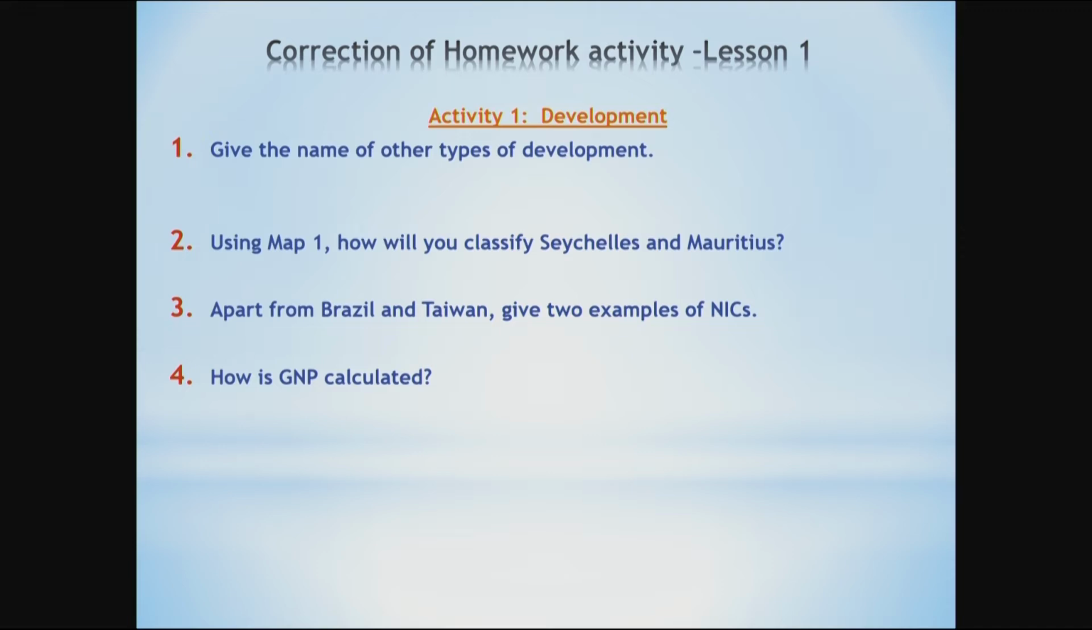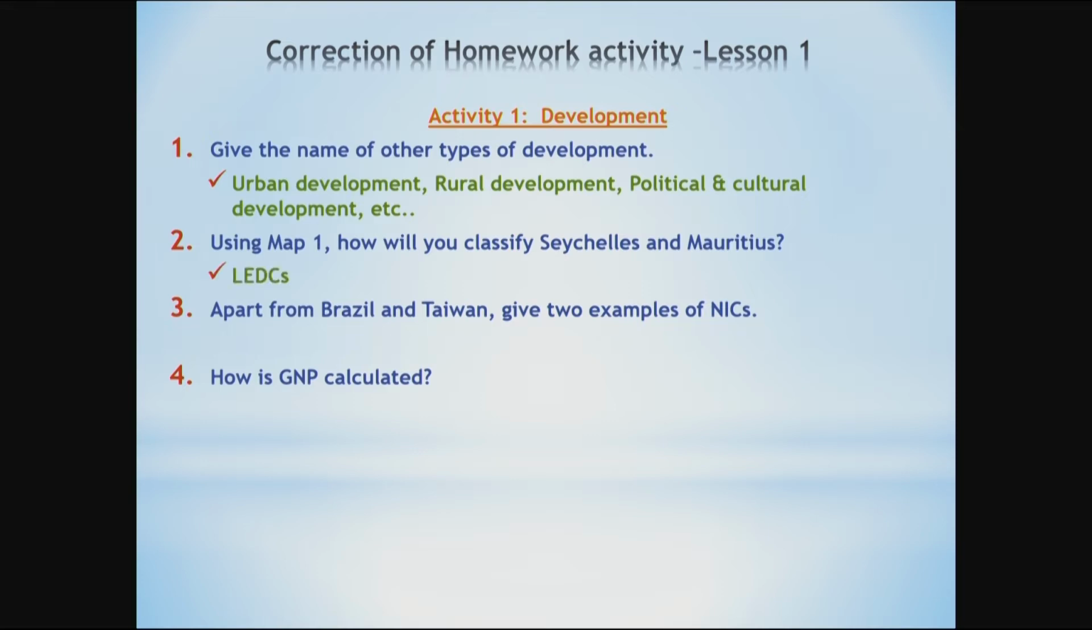So, for the first one, when I asked you to give the name of 2 other types of development, you could have given me urban development, rural development, political and cultural development, and any other development that we use when we are discussing development. 2, using map 1, how will you classify Seychelles and Mauritius? And the answer is very good, LEDCs.